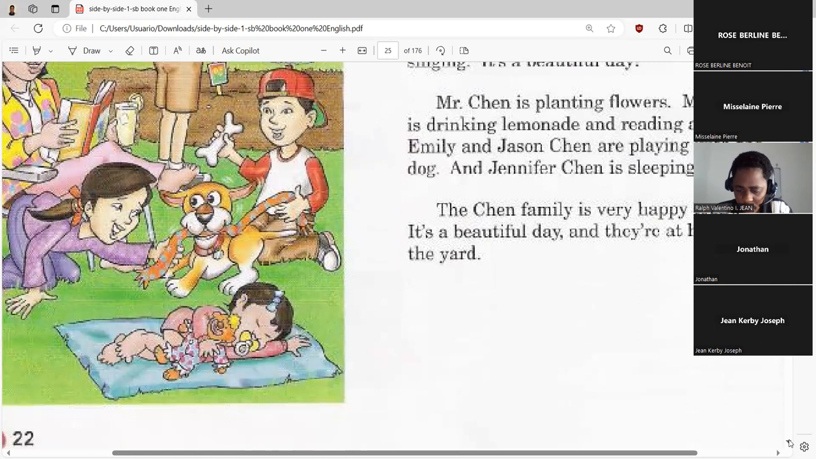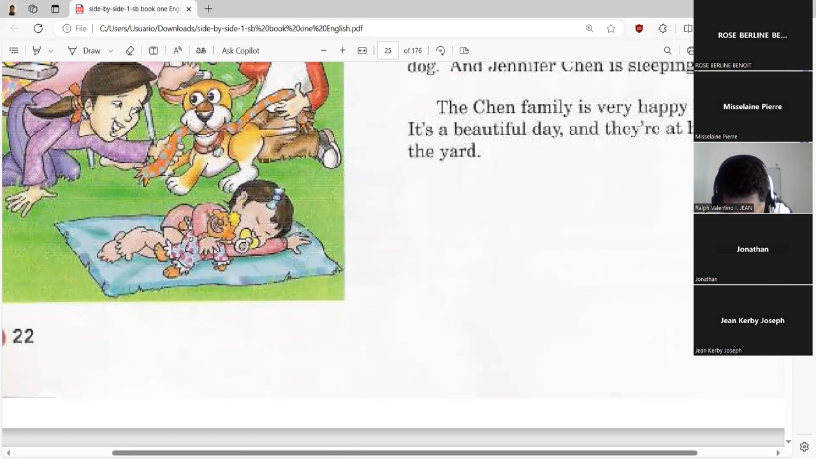Maintenant, this is what you're going to do.